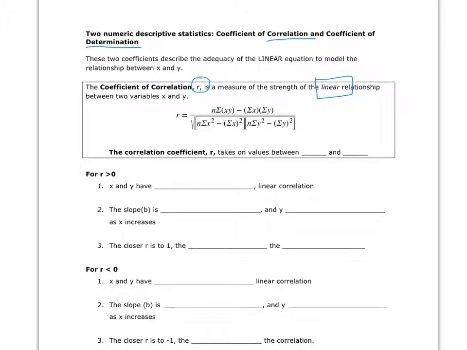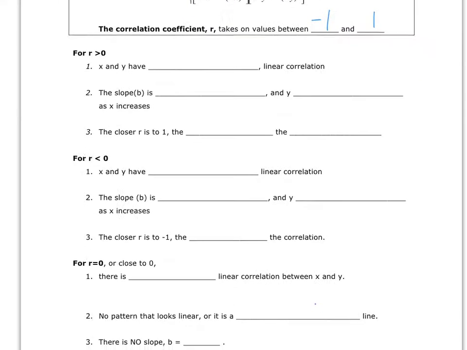So I have the formula there, but again, we're going to use the spreadsheet tool to calculate r. And again, we're not going to use that this time around, but next time I'll introduce that. So the correlation coefficient takes on values between -1 and +1, and the value that it takes is going to tell us about the linear correlation.